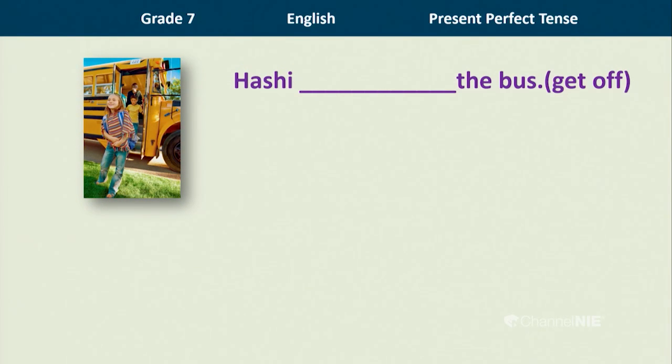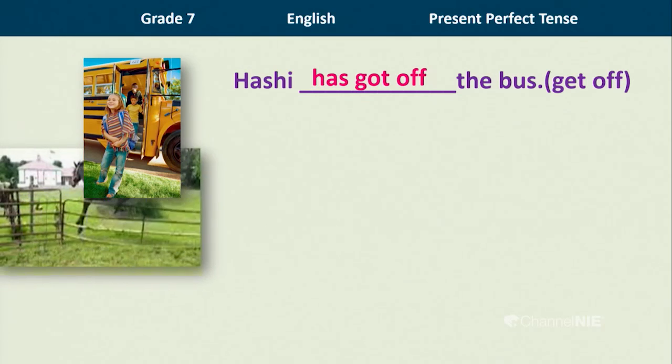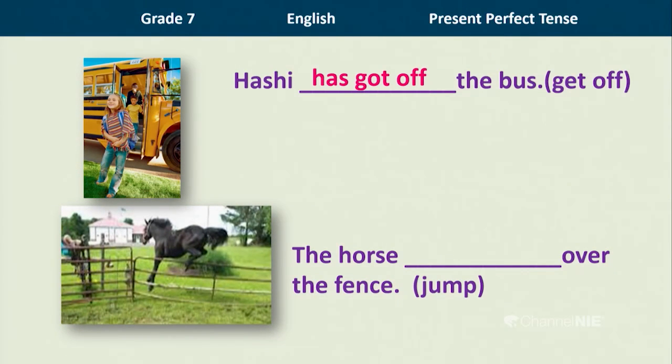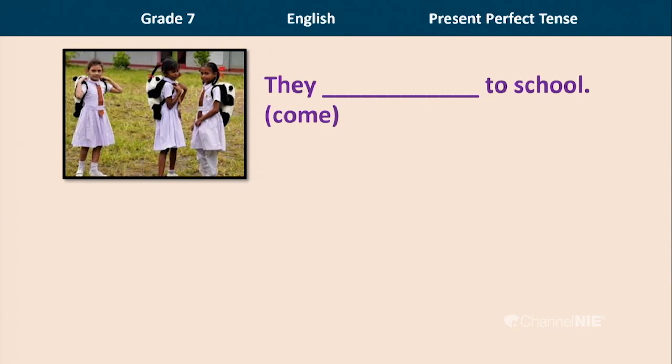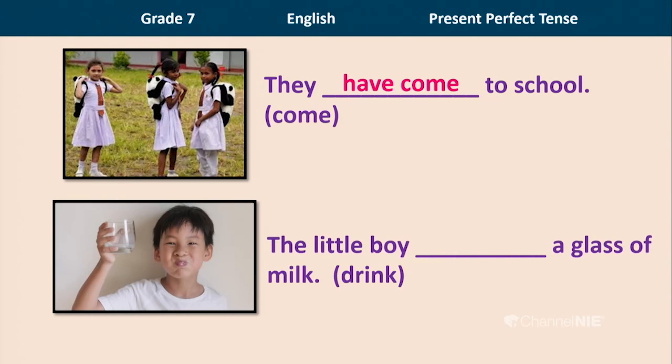Hashi blank the bus. Get off is the given verb. Hashi has got off the bus. The horse blank over the fence. The verb is jump. The horse has jumped over the fence. They blank to school. Come. They is a plural subject, so we have to use have. They have come to school. The little boy blank a glass of milk. Drink. The little boy has drunk a glass of milk.